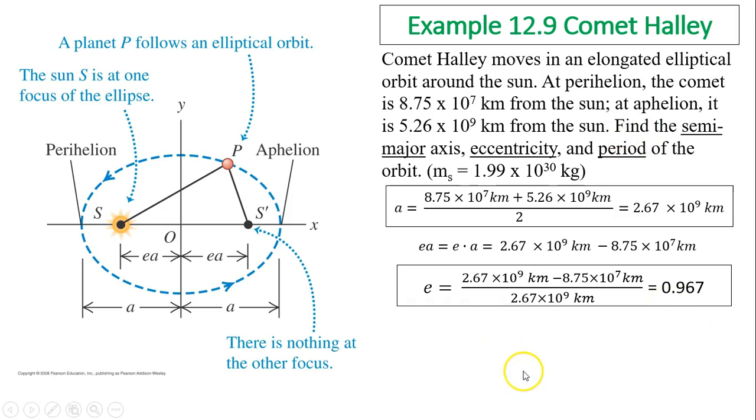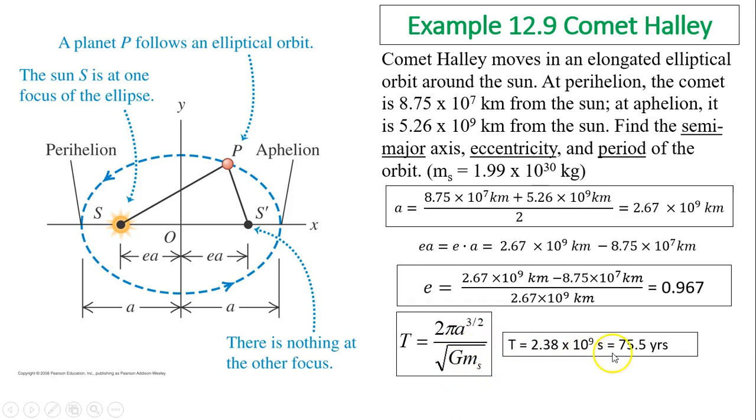Next one, what is the period? The period has nothing to do with eccentricity. The period is 2 pi a to the power of 3 over 2 divided by the square root of G Ms. Plug everything in, and you'll have T equals 75.5 years. That's the time for one round, one cycle. So it takes about 75 years for it to come back.